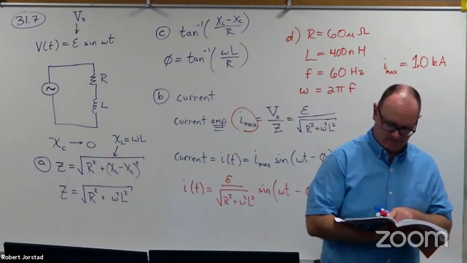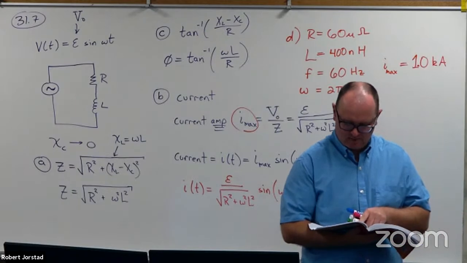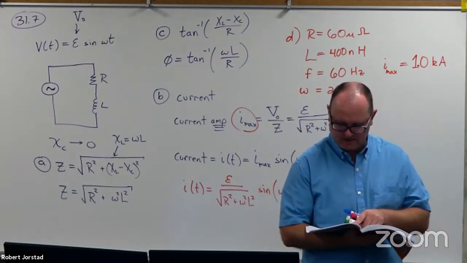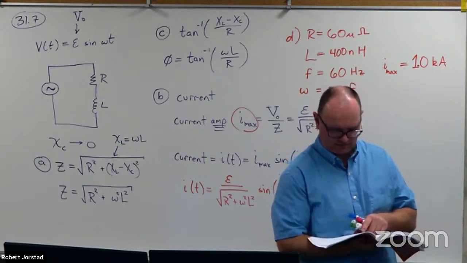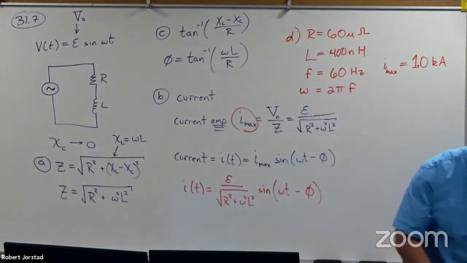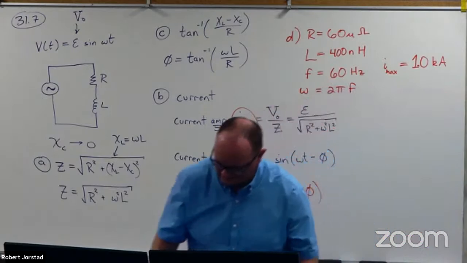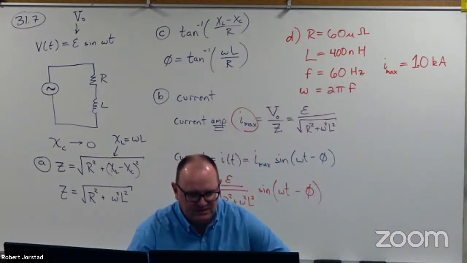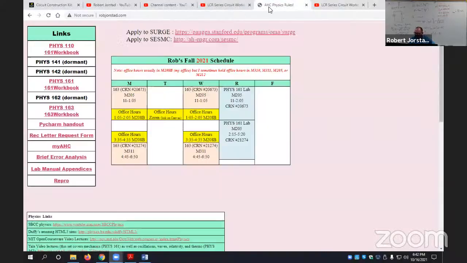What's the next part? Plot Z versus F, and it gives us some numbers. Plot current amplitude versus F. So to be clear, let's actually look at these plots. Let me do a share screen because I have the plots already made up. You should actually make them and verify that you can do this.